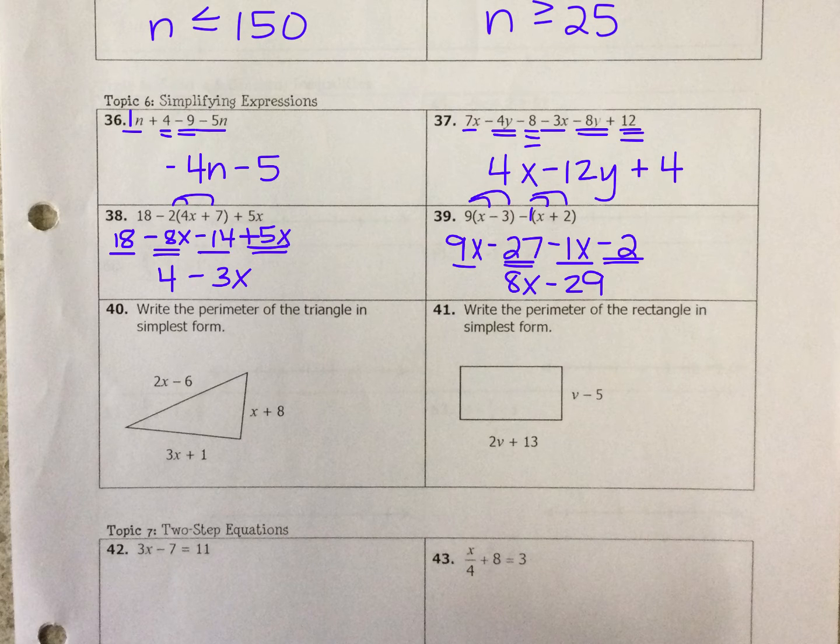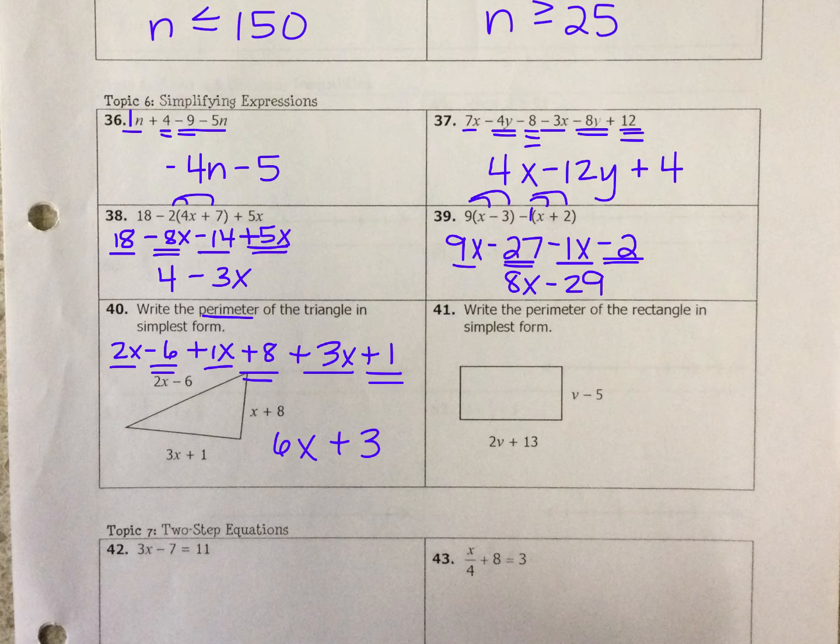All right, these look hard, but they're actually easier than the others. We're just going to find the perimeter, we add all the sides. So the first side, 2x minus 6, I'm going to add it to x plus 8, and I'm going to add it to 3x plus 1. 2 plus 1 plus 3, that's 6x. Negative 6 plus 8 plus 1 is a 3. And the last one, I need to know what all the sides are so I can add them all.